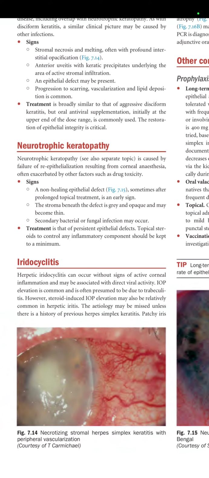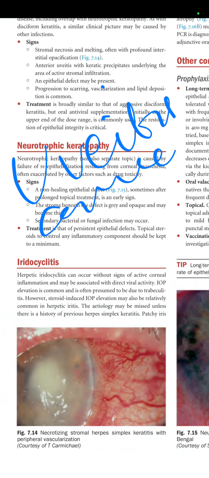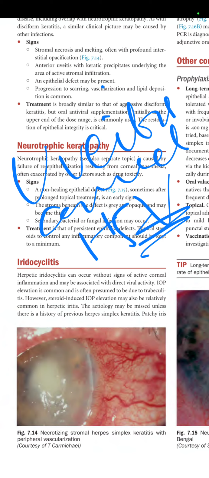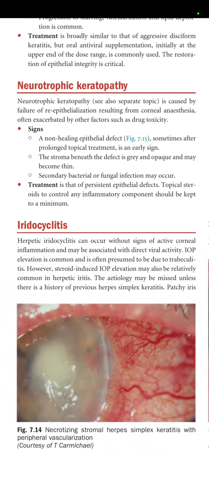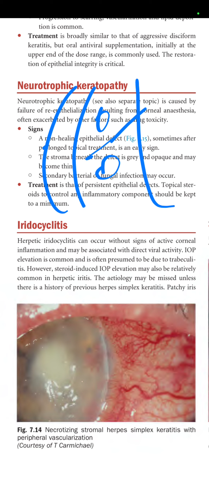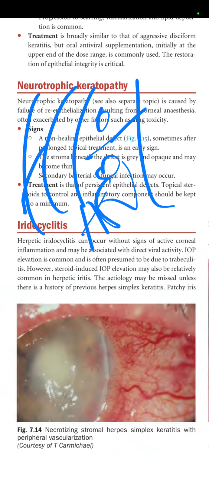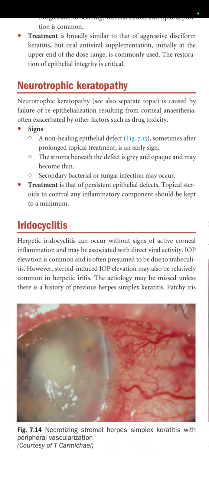So next is iridocyclitis. Iridocyclitis is basically the uveitis that is caused by the HSV. Herpetic iridocyclitis can occur without any signs of active corneal inflammation and may be associated with direct viral activity. So you may not know that this uveitis may be due to the HSV because there are no corneal signs. IOP elevation is common and is often presumed to be due to trabeculitis. So basically there is an inflammation of the trabeculum, that is why the IOP is elevated in this case.